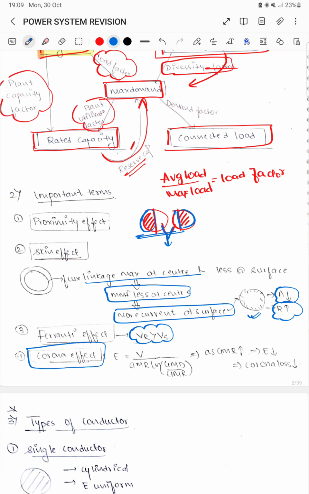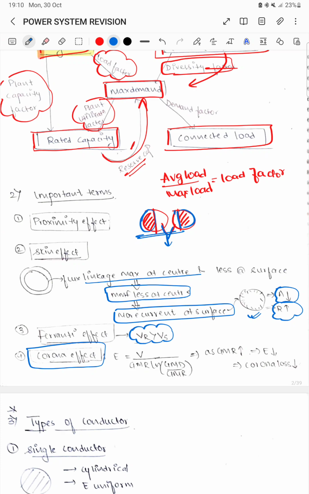So let me again revise those four important terms. Proximity effect: current flows through one half, either the outer half of two conductors or the inner half of two conductors. Then comes skin effect. Because of uneven distribution of flux linkages, the current flows through the skin of the conductor. That means effective area reduces and effective resistance increases. That is skin effect. Then Ferranti effect is VR greater than Vs. And corona effect means that hissing sound or the spark which we see.